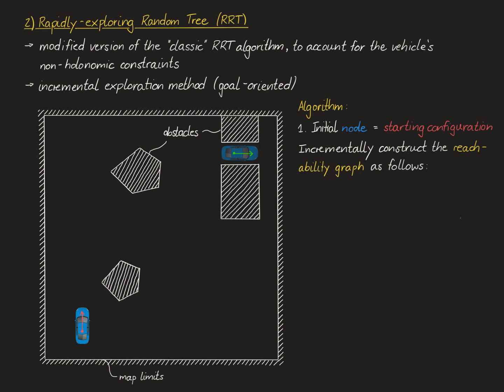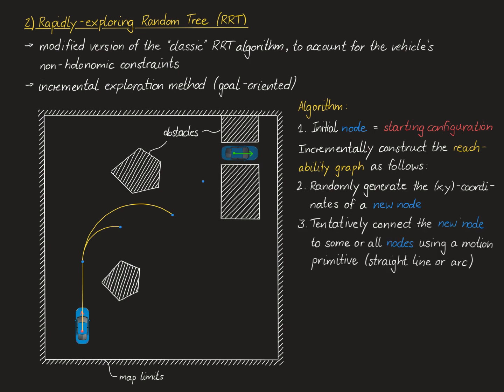For illustration purposes, suppose we are already in the middle of the algorithm where we already have a reachability graph consisting of 3 nodes which are connected by these 3 motion primitives here. Now, in each step of the algorithm, we randomly generate the planar coordinates of a new node, for example this one here. Then we tentatively connect the new node to some or all of the existing nodes of the reachability graph using a motion primitive, so in this case using either circular arcs or a straight line.